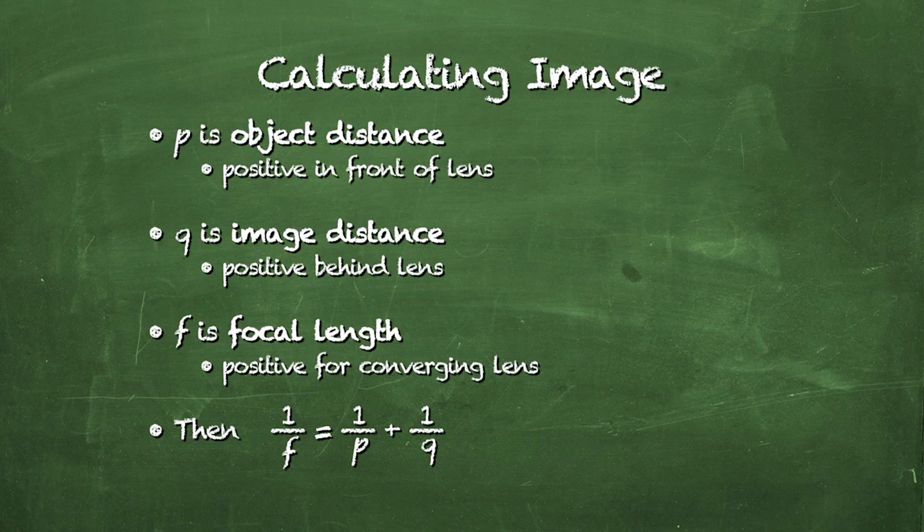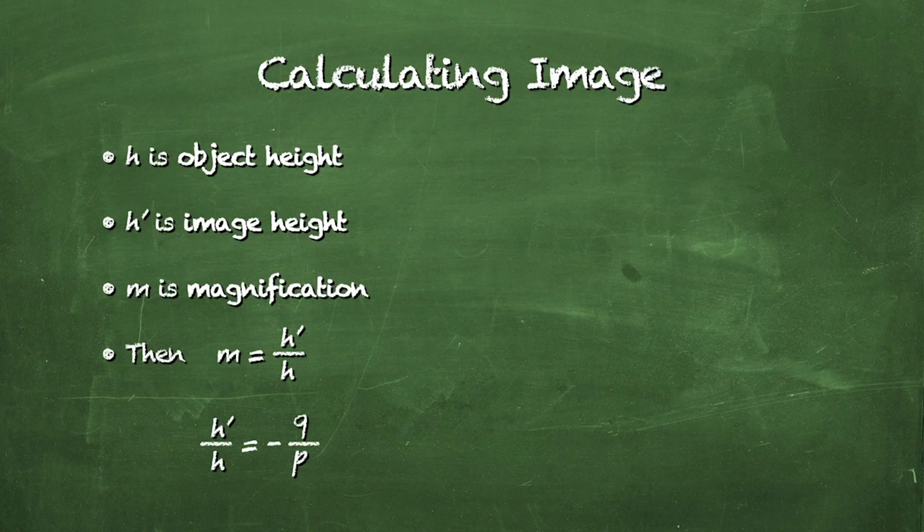We can also calculate the size of the image. If we let h represent the object height, or the height of the object, and let h prime represent the image height, or the height of the image that is formed, then m, a lowercase m, is called the magnification, where m is defined to be h prime divided by h. So that is a definition. m is defined to be h prime over h.